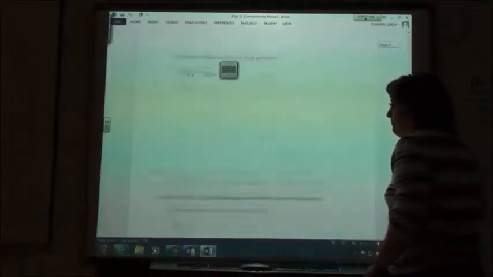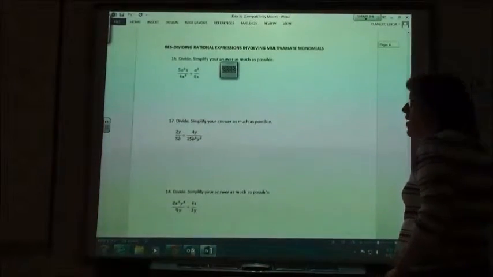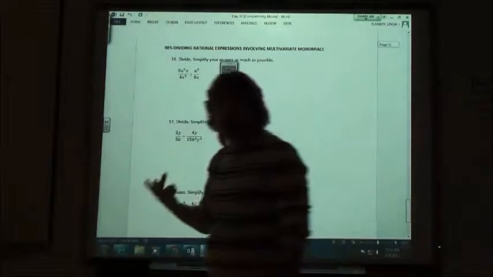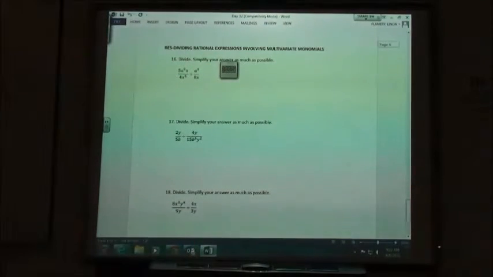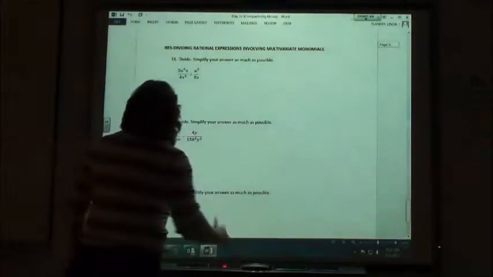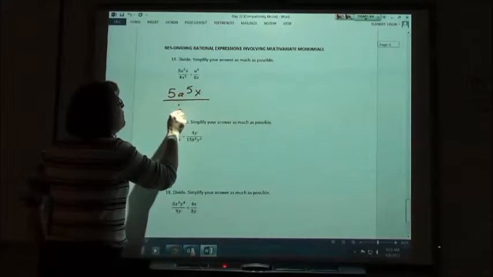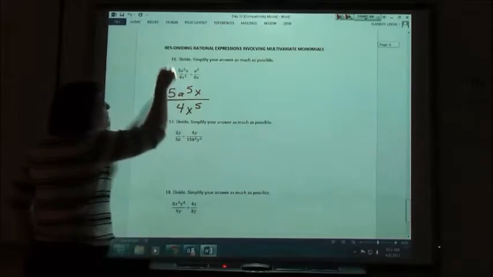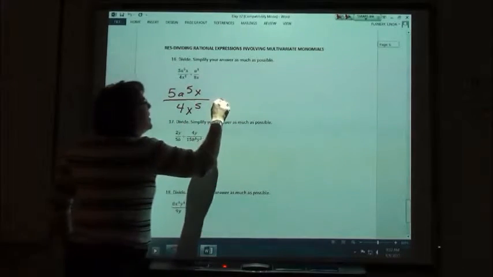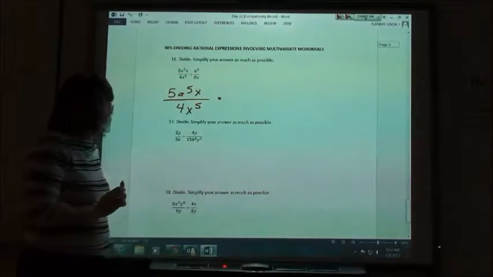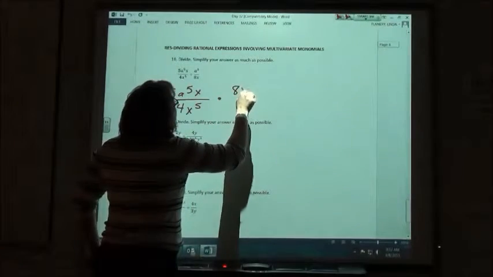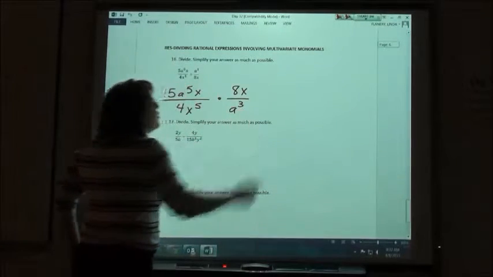Fractions. So when we divide fractions, we have to invert the second fraction and multiply. So we're going to change this problem into 5a to the 5th x over 4x to the 5th, leaving the first fraction alone, but then we have to multiply by the reciprocal of the second fraction. So 8x over a to the 3rd.